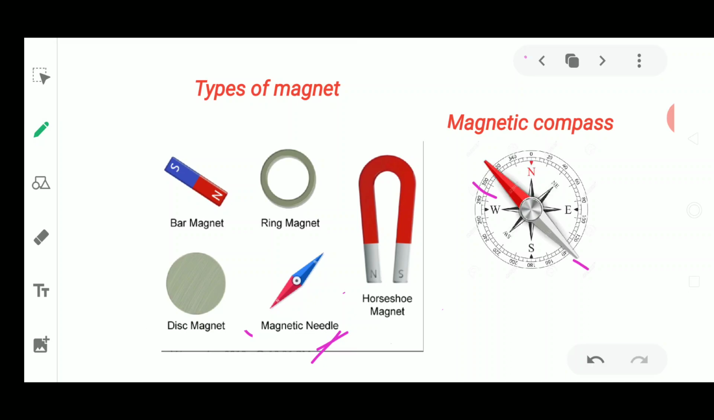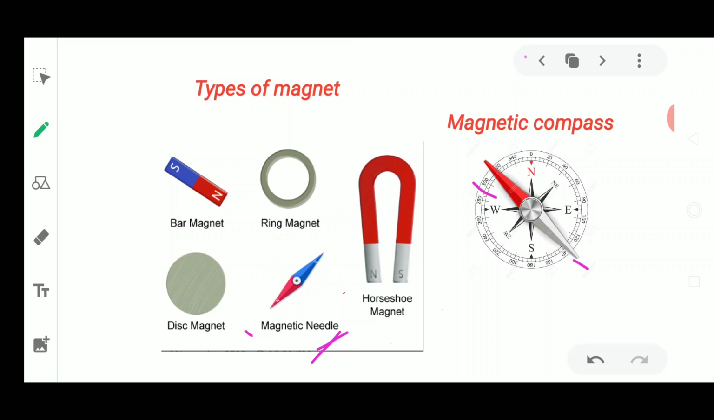Now, once you are rotating this or just keeping it outside in the air, it is going to detect the north-south direction. Now, how is this going to detect the north-south direction? It is because of one of the properties of magnets. So we'll discuss the properties of magnets in detail.